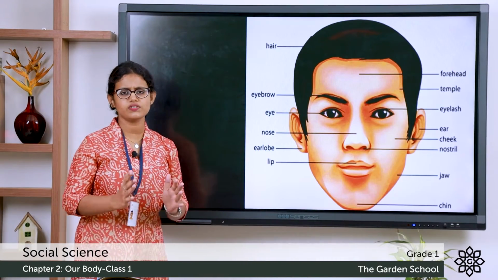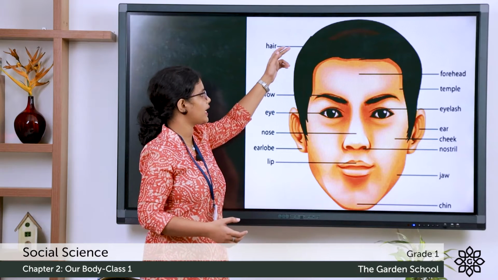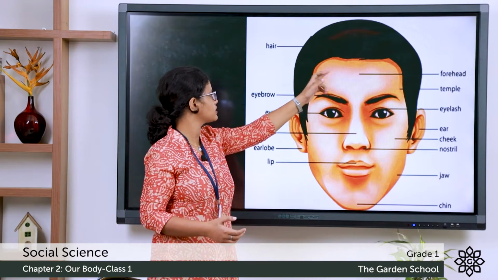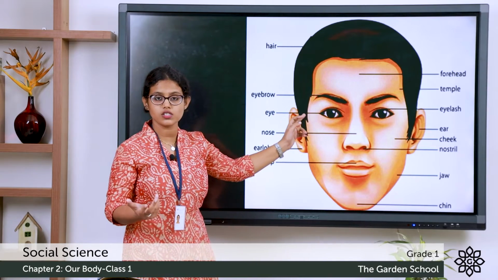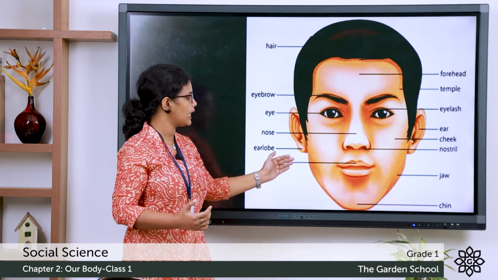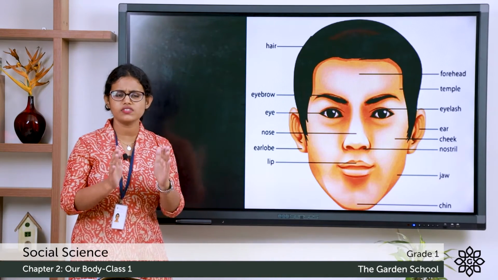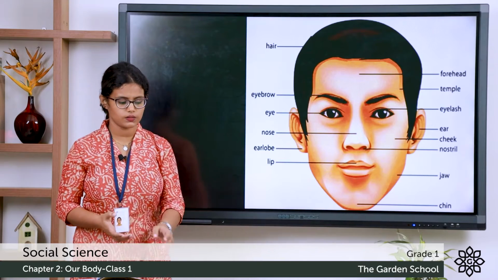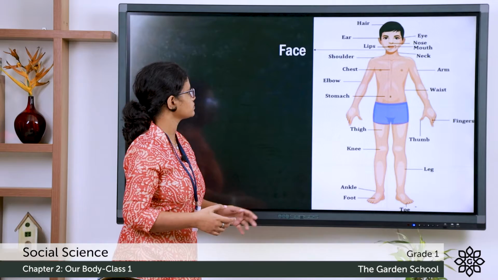So these are the different parts of the face. So first is the head, then hair, forehead, then eyebrow, eyes. How many eyes? 2. Then nose, then you have 2 ears, lips, chin and jaw. So these are the different parts of the face. Let's see the rest of the body.